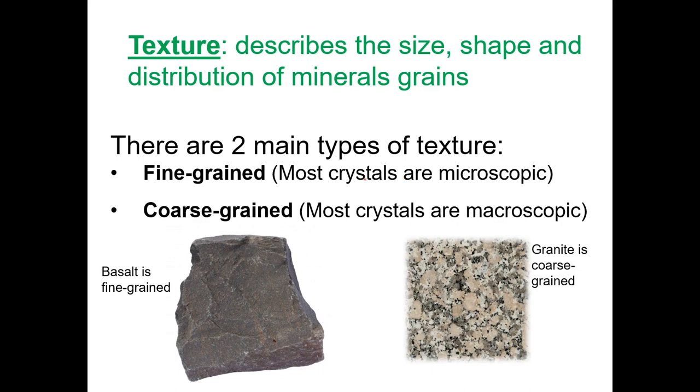Okay, so these are the 2 main types of texture that you should absolutely know. Those are fine-grained and coarse-grained. Fine-grained means most crystals are microscopic. So if you look at this basalt, for instance, can you make out the individual crystals, or does it just look like a homogeneous plain black rock? So hopefully you can see this looks like a homogeneous plain black rock. You can't actually make out the different crystals in the structure.